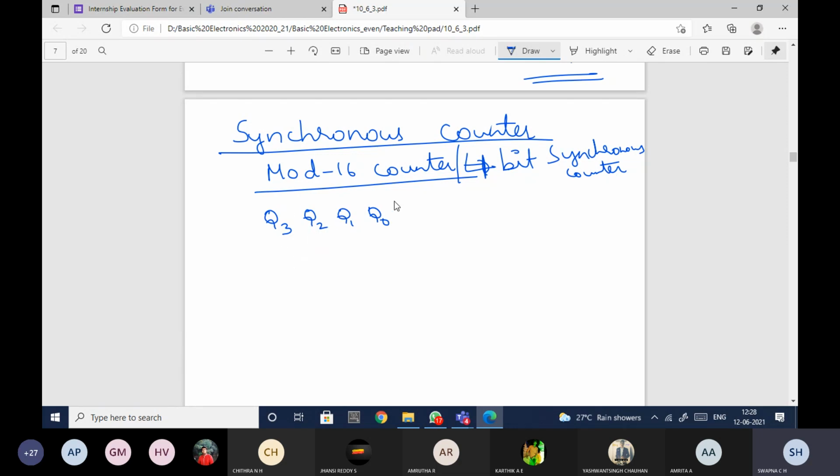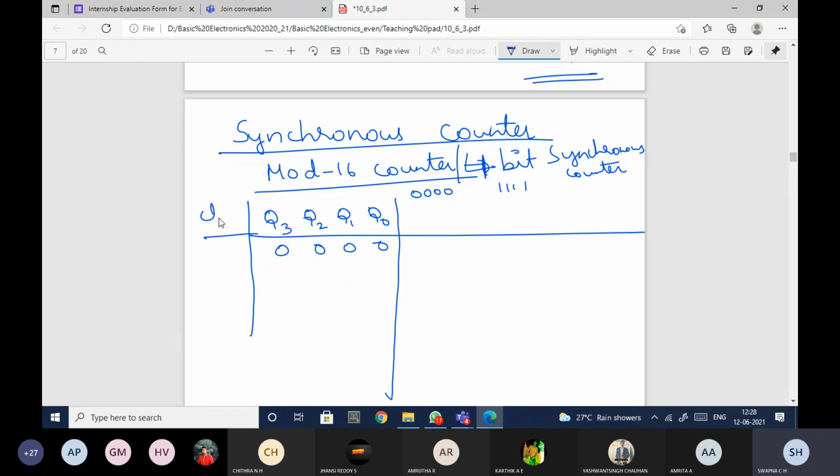Now initially, I will just see, it has to count as a mod 16 counter. It has to count from 0000 to 1111. So initially I will give clear equal to 0, so that all the flip-flop outputs will be equal to 0. So the initial state of the flip-flops is 0 0 0 0, without giving any clock pulse. Initially I am making all the flip-flop outputs 0. Then after this, what is the next state?